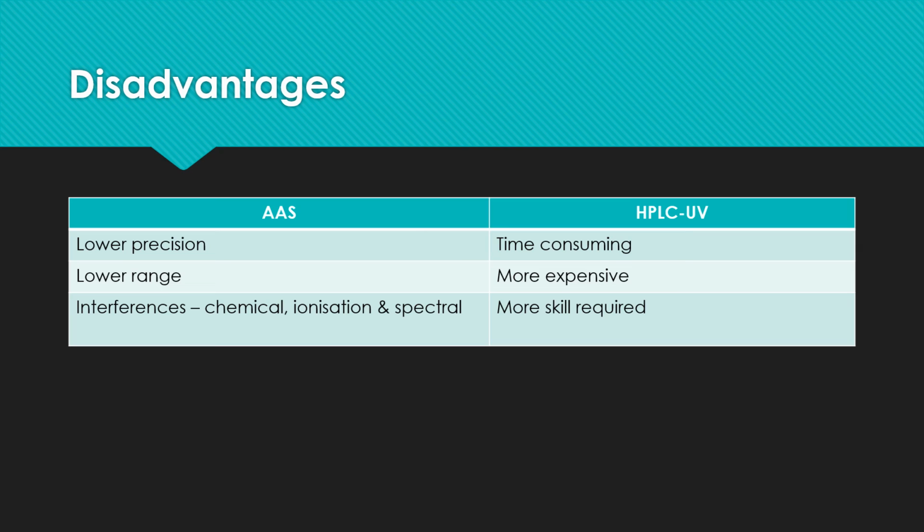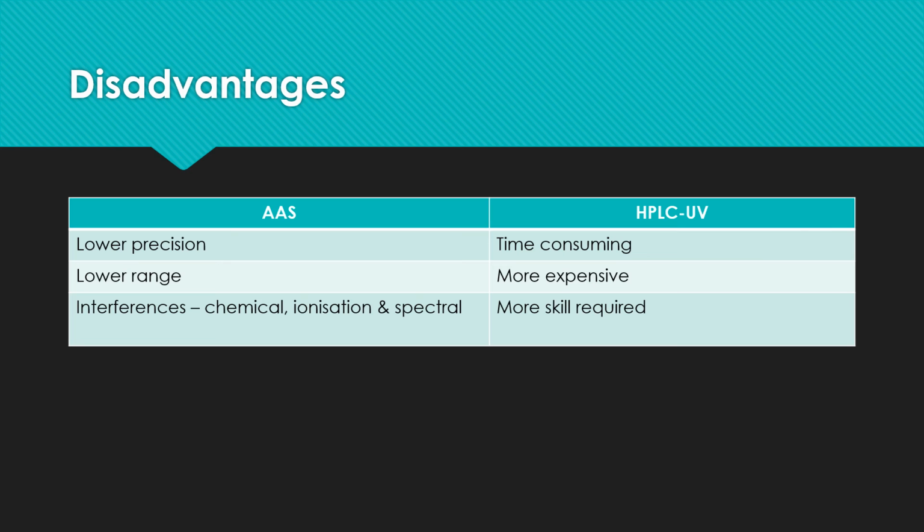Disadvantages of AAS are that compared to HPLC-UV, its precision and accuracy are much lower. This is due to the interferences that can occur whilst quantifying the analyte. Chemical, ionization, physical, and spectral interferences are able to affect the results of the analysis.